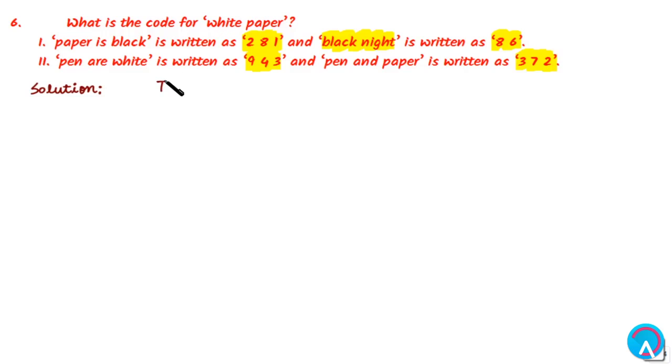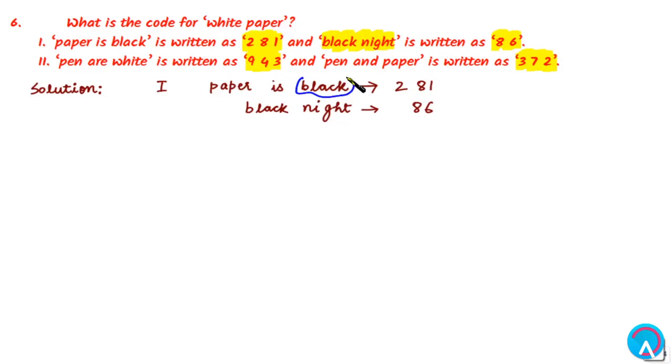From statement 1 we have paper is black. So this is the code which is given in statement 1. Paper is black is coded as 281 and black night is coded as 86. Now we can see that in these 2 sentences, black is common.